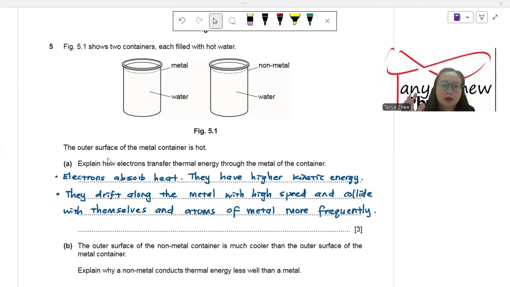That is why I say electrons absorb the heat first so that they have higher kinetic energy so that they can drift along the metal or throughout the metal with high speed and collide with themselves as well as the atoms of the metal more frequently to pass the heat until the heat reaches throughout the whole metal.